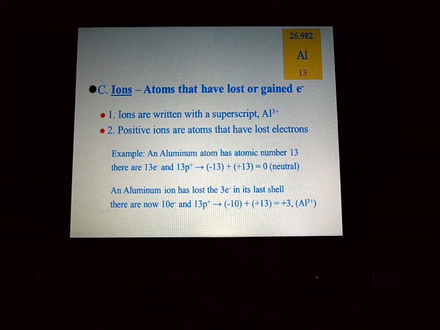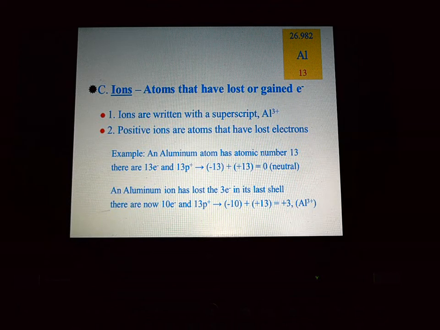And so aluminum, which is number 13, remember the atomic number tells us the number of electrons. It's number 13. It also tells us the number of protons, which are equal. So you see 13 electrons, 13 protons. They cancel each other out charge-wise.